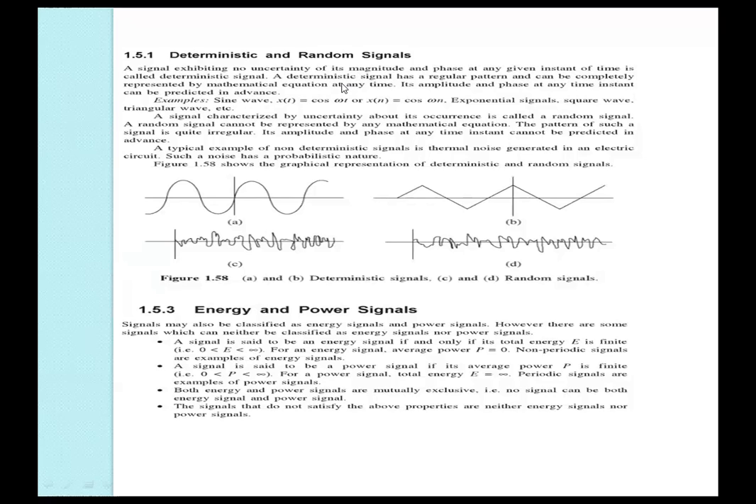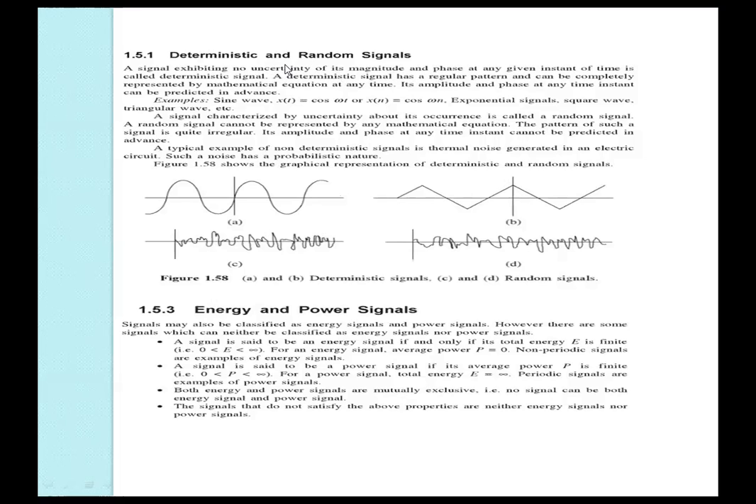and can be completely represented by a mathematical equation at any time. See, in the graphs here, A and B represent deterministic signals, and C and D, which are not at regular intervals, are random signals. A deterministic signal has a regular pattern, a sawtooth here and a sinusoid there. But here an irregular shape is there. Irregular shape means a random sequence.